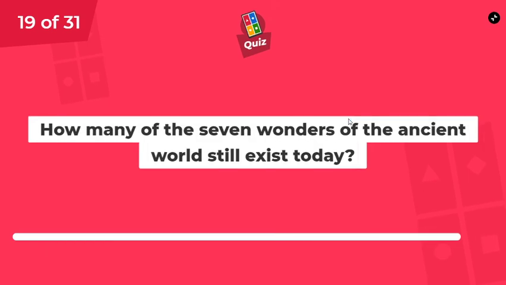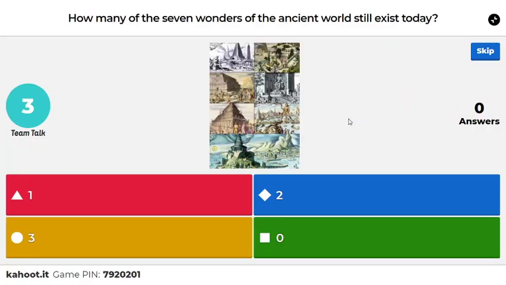19. sorudayız. How many of the seven wonders of the world, of the ancient world, still exist today? 1, 2, 3 or any of them. 0. Which one? I think some of them are still in the world. They exist. But how many? I have no earthly idea. Some of them don't exist anymore, Henrik.